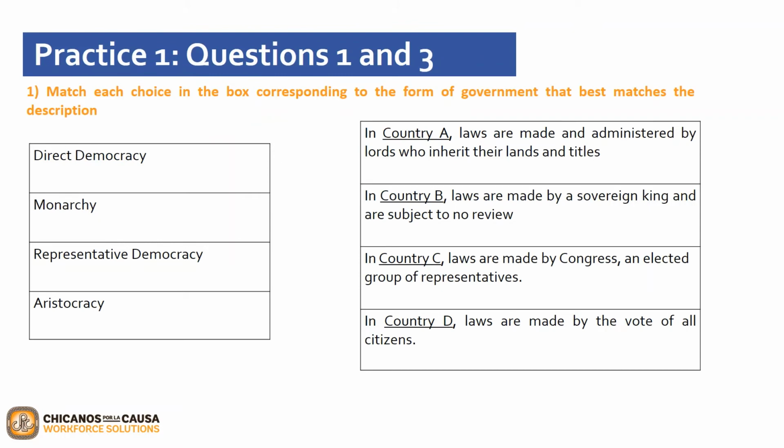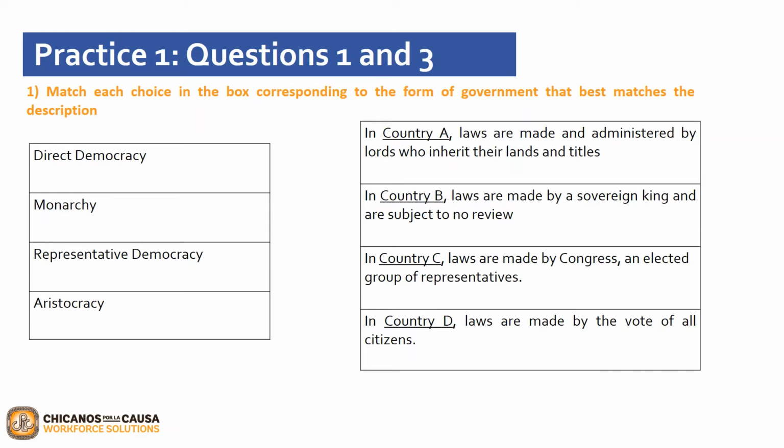Welcome back. Let's go ahead and answer question 1. Match each choice in the box corresponding to the form of government that best matches the description. On the first half, we see the different types of forms of government: direct democracy, monarchy, representative democracy, and aristocracy. In the other half, we have different scenarios that we are to match with the first half of our page here. So let's go ahead and just get a refresher for what the types of governments are.